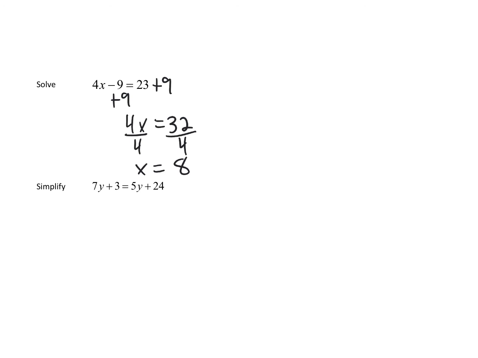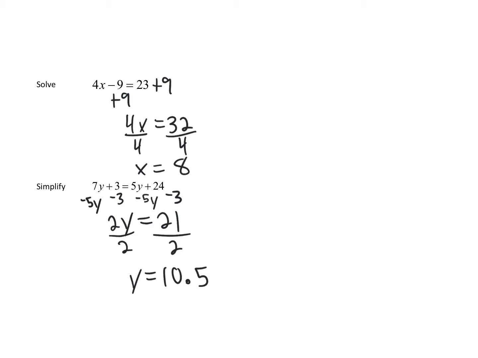The second example here, we have y's on both sides. So we want to get all the y's, all the terms with a y, to one side. So if I want to move the y over, I have to subtract 5y from the right-hand side, which means I have to subtract 5y from the left-hand side. We can move the 3 over in the same way. We subtract 3 from both sides. So we have 7y minus 5y is 2y on the left side. And then we have 24 minus 3 is 21 on the right-hand side. Divide both sides by 2, and we get y equals 10.5.